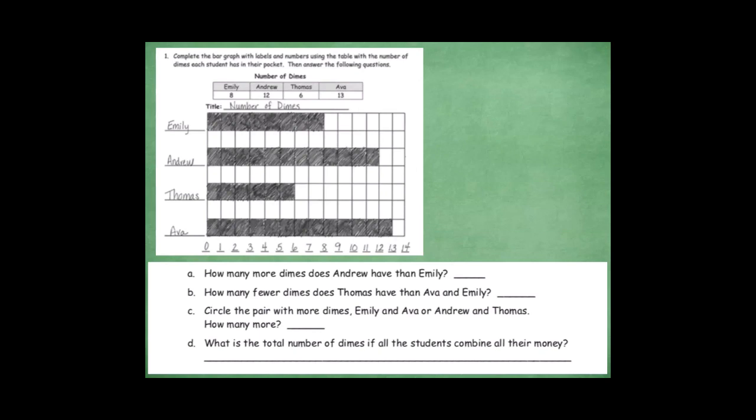A. How many more dimes does Andrew have than Emily? B. How many fewer dimes does Thomas have than Ava and Emily? C. Circle the pair with more dimes, Emily and Ava or Andrew and Thomas. How many more? And D. What is the total number of dimes if all the students combine all their money? Now, pause the video and use your great math skills to solve these problems. When you are ready, press play to check your work.